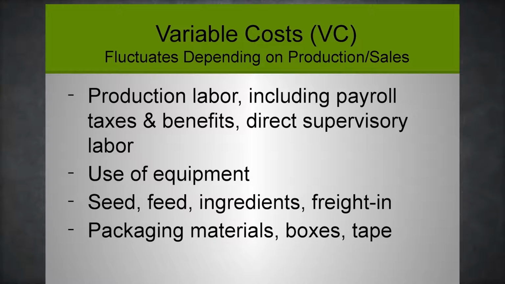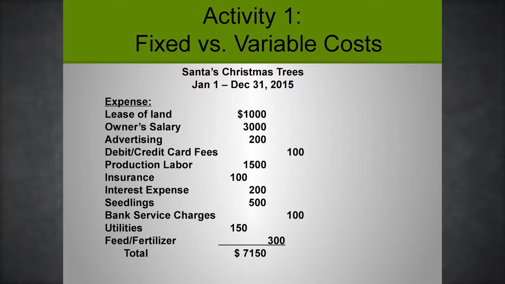Production labor, like when you bring people in to harvest, to pick, to cut. That includes their benefits and their taxes. It's all part of that production labor and varies with your production, right? And then using equipment, especially if you're leasing it, seed, feed, ingredients, bringing the freight in, bringing the seed in, and then your packing materials, obviously that will vary. You have to understand the difference between fixed costs and variable costs.